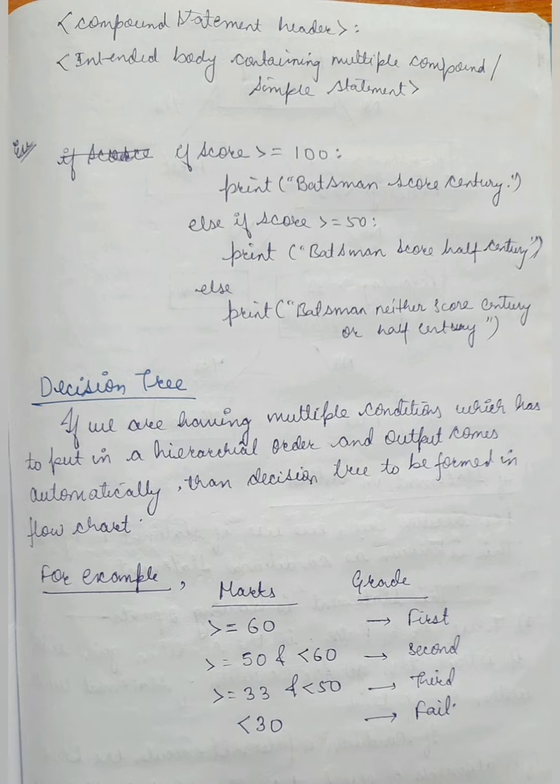Then third, else print batsman neither scored century nor half century. So if the above two conditions are not satisfied, then the last one will be the output, the batsman neither scored century nor a half century. I will show you with code in Python.